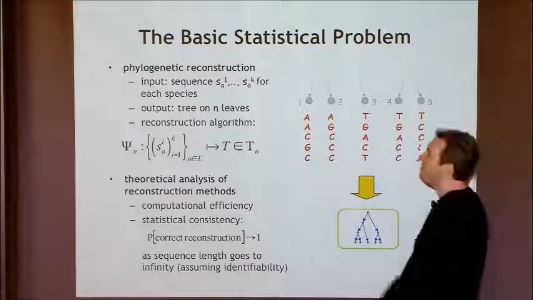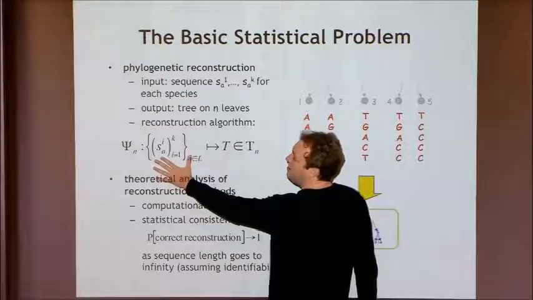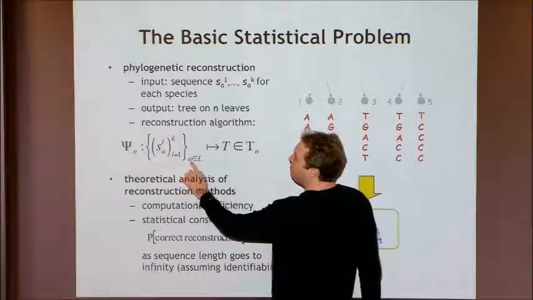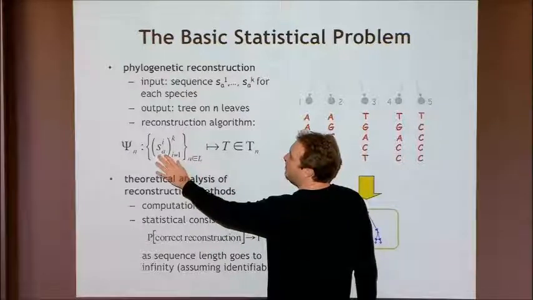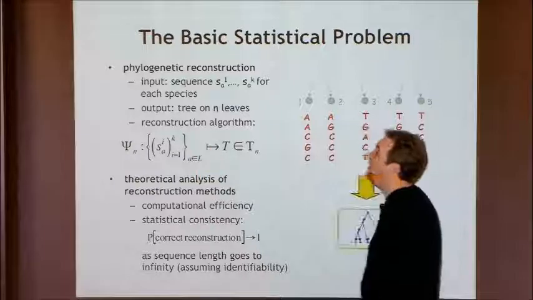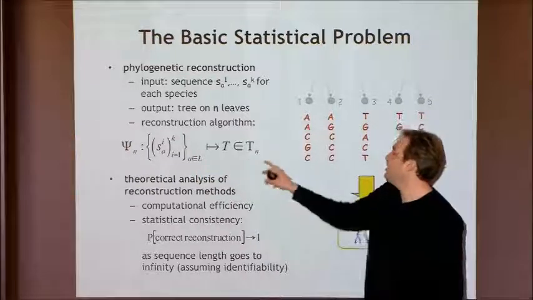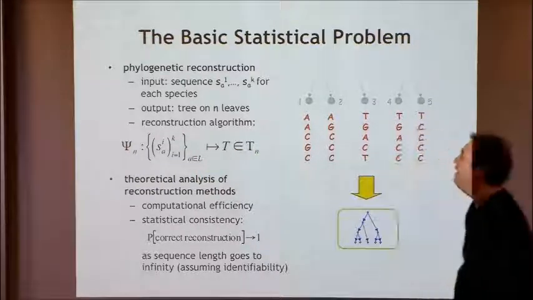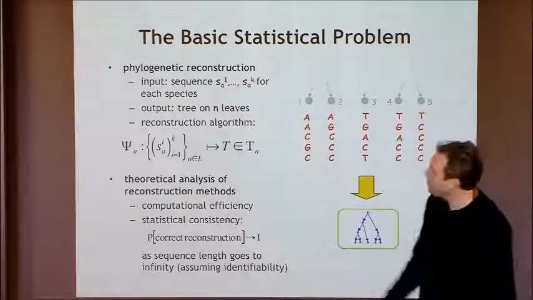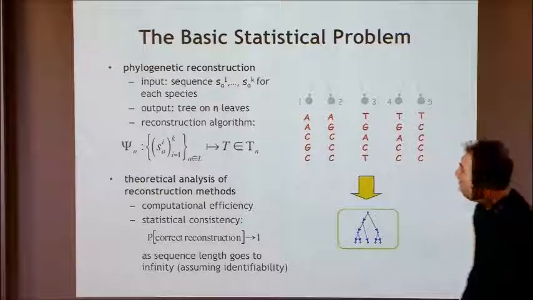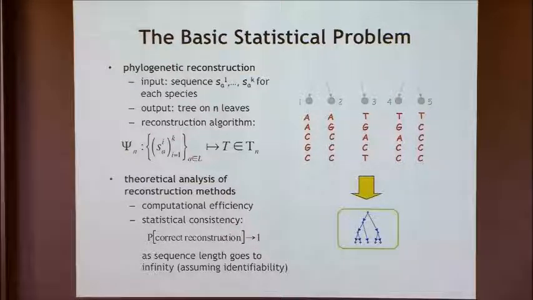And now my goal is to find a map that starts from these sequences. For each species, denoted by L here, I have a sequence of length K, and I want to map that to the space of trees, which I denote by T_n. And I want to output a tree. That's a well-defined statistical problem. Well, let's see that it's well-defined. There's a whole industry of coming up with methods for solving this basic problem.